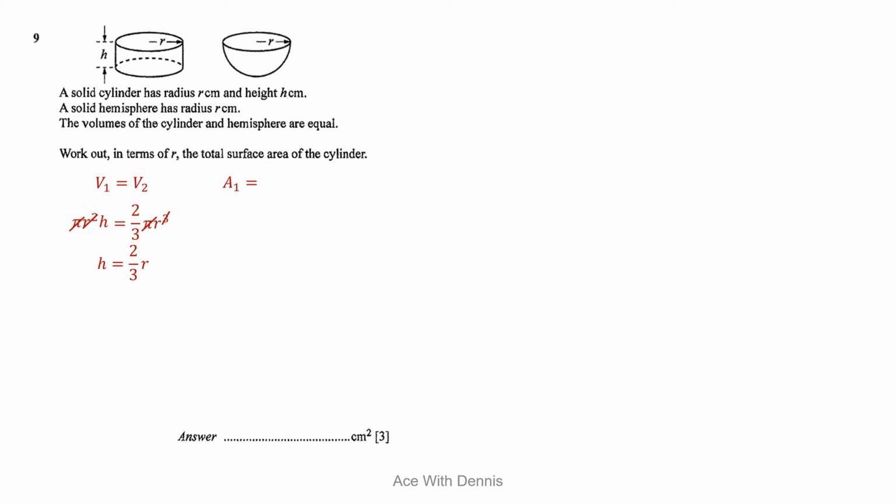Next, we find the total surface area of the cylinder, which is 2 pi r squared, the area of the circles for the top and the bottom, plus the curved surface, which is 2 pi r h. We know that h is 2/3 r, so we substitute into the equation: 2 pi r squared plus 2 pi r times 2/3 r. We expand the bracket and get 2 pi r squared plus 4/3 pi r squared. Then we add these two like terms together to get 10/3 pi r squared. Hence, 10/3 pi r squared is the answer.